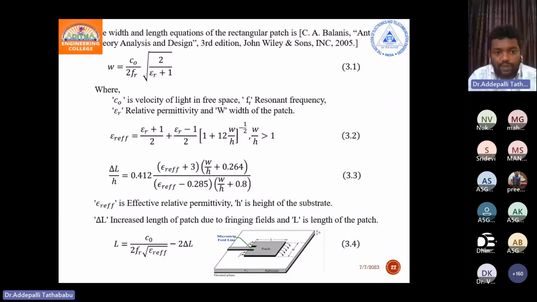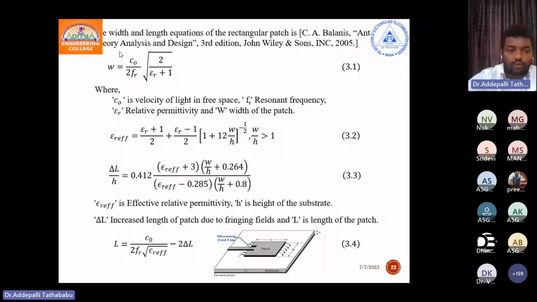Balanis's equations to get the rectangular patch. So this is the rectangular patch. You can see here this is the top layer, the bottom layer is there, and the substrate is there with the epsilon r value and some height. So in Balanis's, if you want a particular frequency, suppose your antenna is operating at a particular frequency, what dimensions of the antenna do we have to choose? Based on these standard equations, we can get that particular frequency.